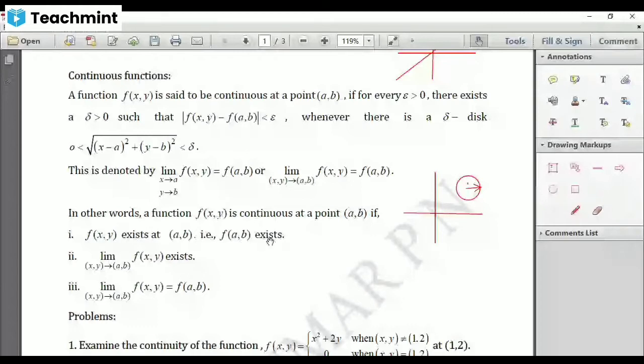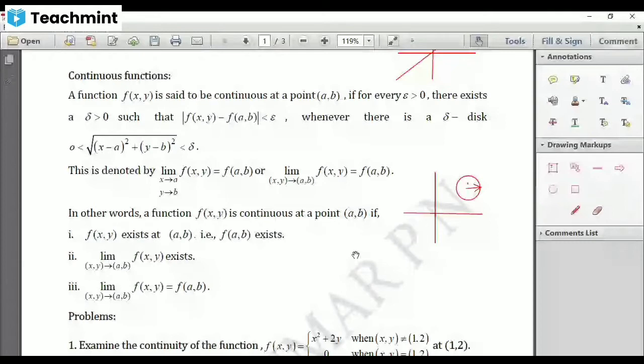Second condition. Limit as x comma y tends to a comma b f of xy must exist. That means you need to get the limit for this, right? Limit as x comma y tends to a comma b f of xy exists. If they exist, both must be equal. That is the third condition. Limit and value of the function, if they are equal, then we say this function is continuous. If any one of this fails, then we say it is discontinuous.